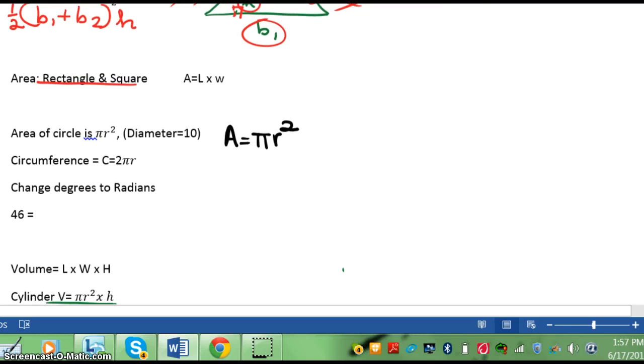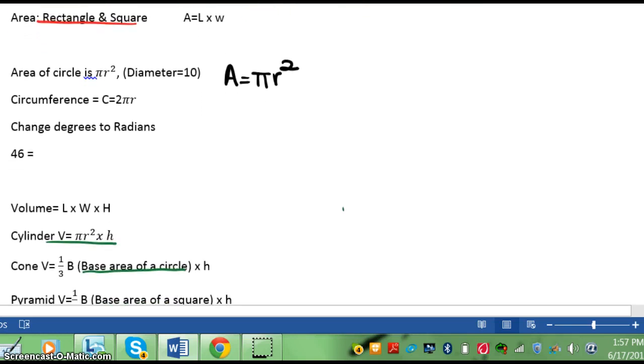Then you'll need to know the area of a circle, and they will want you to use your pi button, not 3.14. So the area of a circle is pi r squared. The circumference of a circle is 2 pi r. Again, use the pi button. Do not use 3.14.